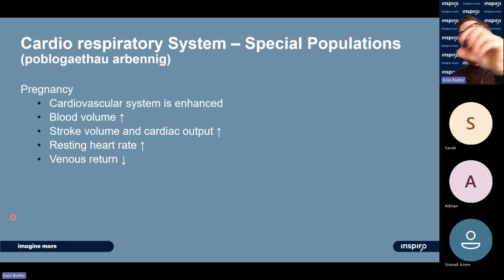Venous return will decrease. What that means is we can get blood pooling, so the return of blood from the lower extremities back up to the heart is not as efficient as it used to be. So if we're working with somebody who is pregnant, we need to think about their recovery, allowing regular breaks to help with venous return. We need to watch out for dizziness and potentially fainting as well if our intensity level is too high.